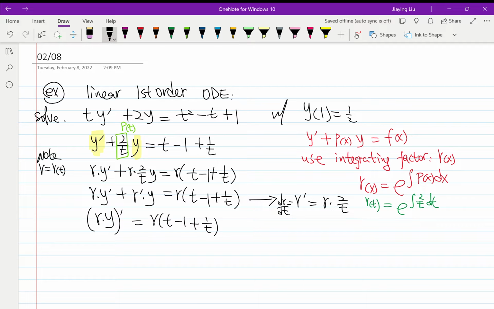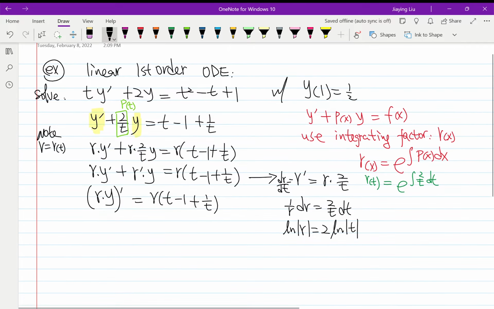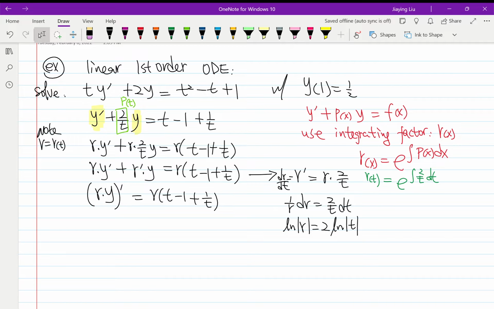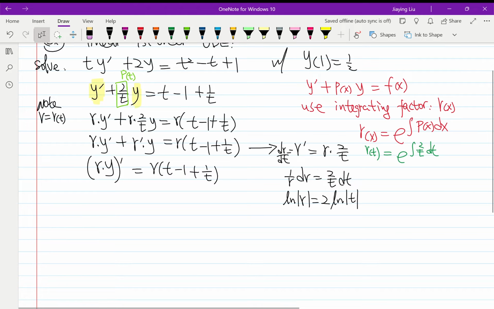So in my way, I'm going to move the r to the left. We have 1 over r dr equals 2 over t dt. Integrate both sides. We get natural log absolute value of r equals 2 natural log absolute value of t. There's a c there, but you don't need to add the c. Exponentiate with base e, so we get r equals e to the natural log absolute value of t, with a 2 in front of it.